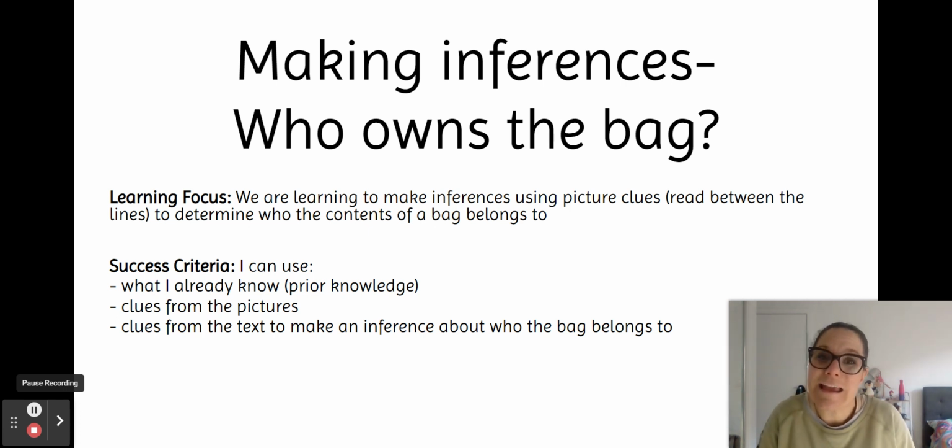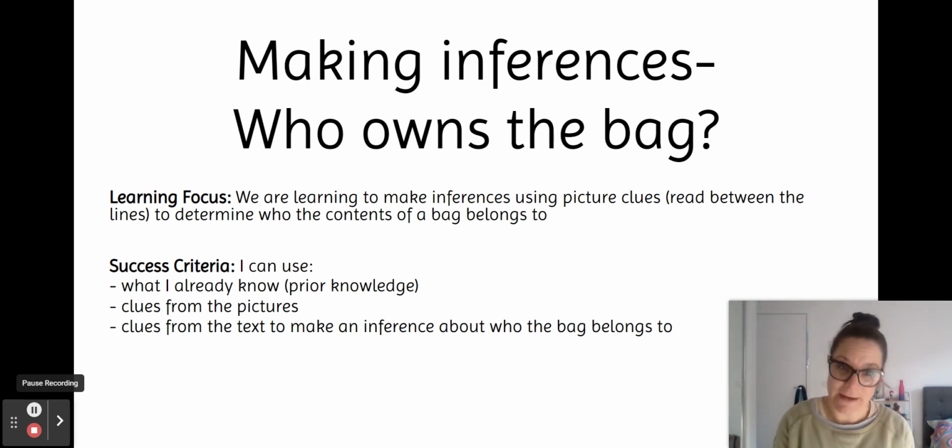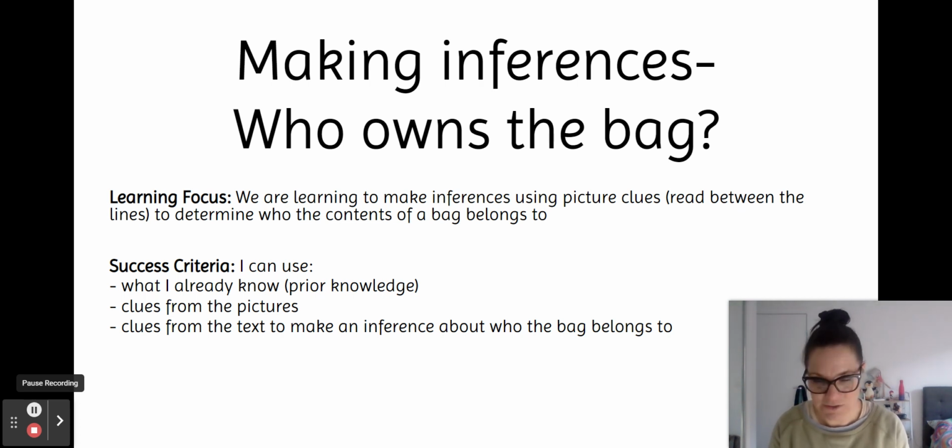Today we're going to be honing the skill of making inferences, and we're going to do this by playing a bit of a game, and it's who owns the bag. It's a game where you must read between the lines and figure out whose contents of a bag belongs to who. So today our learning focus is we are learning to make inferences using picture clues and read between the lines in order to determine who the contents of a bag belongs to.